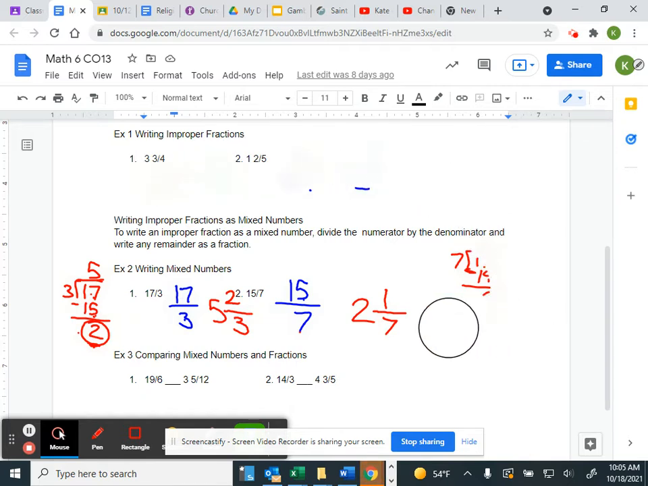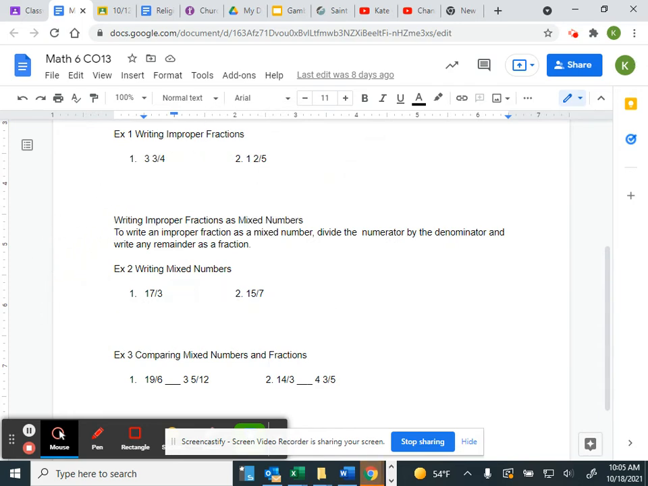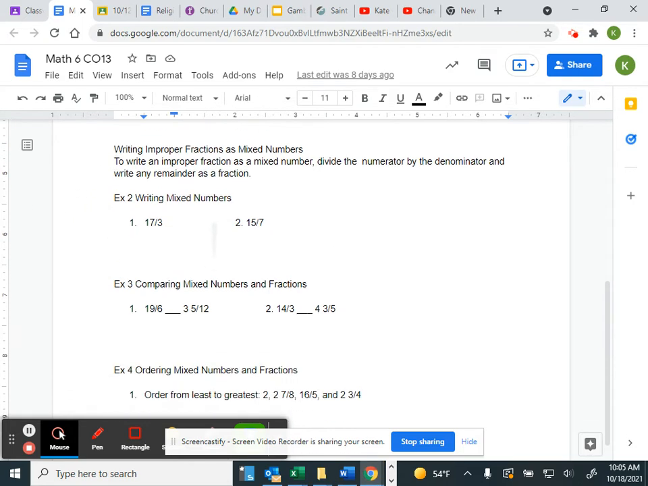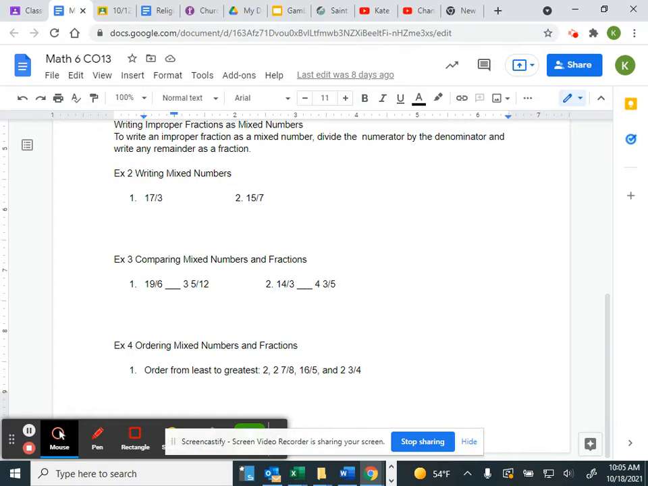So now we have comparing mixed numbers and fractions. Well, it's kind of hard to compare when we don't have a common denominator. So the first thing you're going to do is make them all improper. So if you have one improper and one mixed number, make them improper. Or actually, you could make it as a mixed number. You could do it either way.